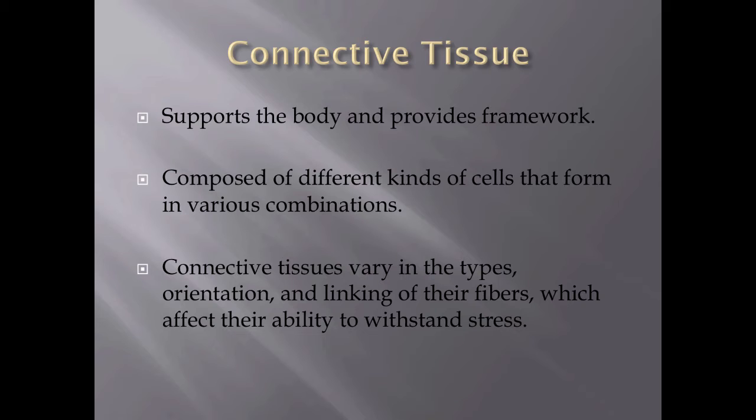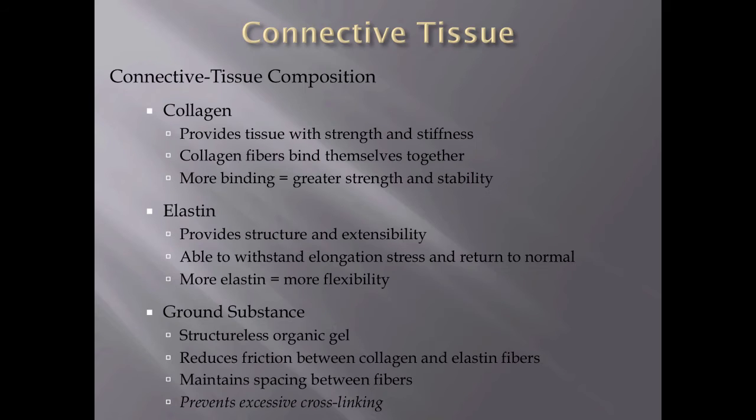Connective tissue provides support for the body and provides framework, composed of different types of cells that form in various combinations, and they vary in types, orientation, and linking of their fibers, which affect their ability to withstand stress. So let's talk about different types of connective tissue. First off, let's talk about collagen.